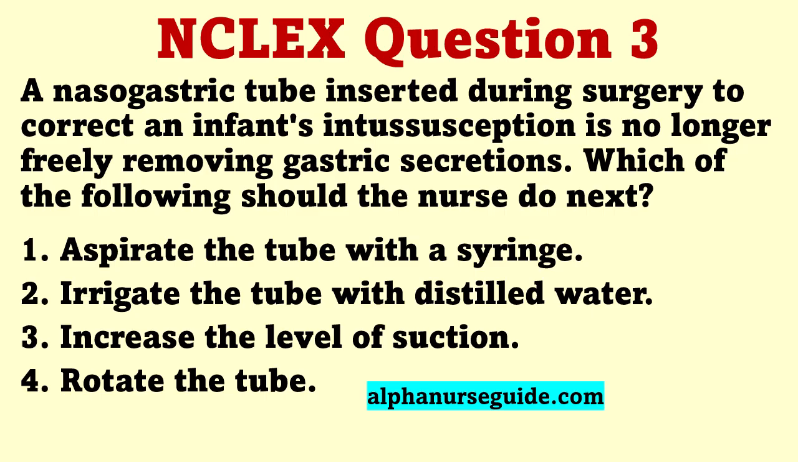The correct answer is 1. The first action is to check the placement of the tube to ensure that it is in the correct position. To check tube position, the nurse should aspirate the tube with a syringe. A return of gastric contents indicates that the end of the tube is in the stomach. Another method is to inject a small amount of air while auscultating with a stethoscope over the epigastric area.